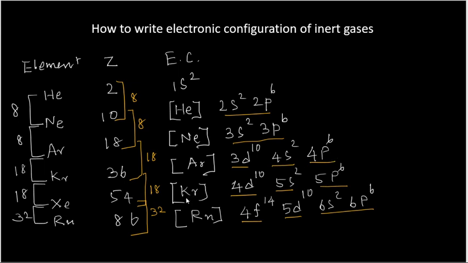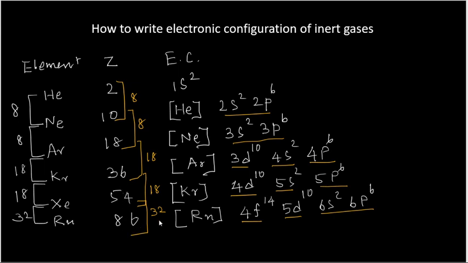And similarly xenon can be written based on krypton because krypton has the atomic number 36. So 54 minus 36, is it not? So that is equal to 18. So that 18 should be accounted here. So 10 plus 2 plus 6, is it not? So 4d10, 5s2, 5p6.